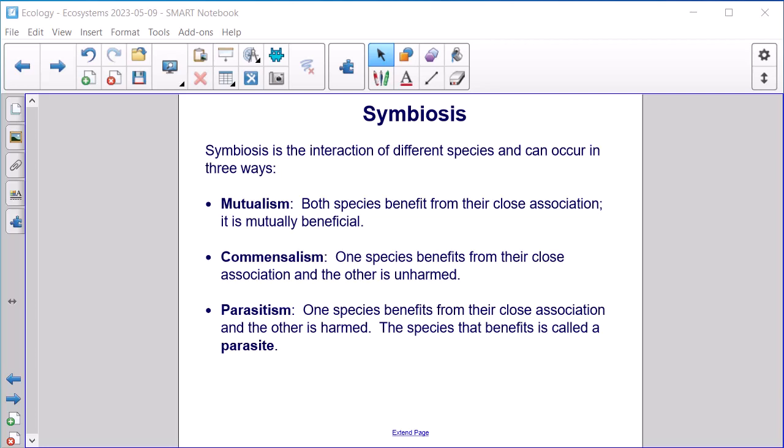Symbiosis. Symbiosis is the interaction of different species and can occur in three ways. Mutualism is when both species benefit from their close association. It is mutually beneficial. Commensalism is when one species benefits from their close association and the other is unharmed. Parasitism is when one species benefits from their close association and the other is harmed. The species that benefits is called a parasite.